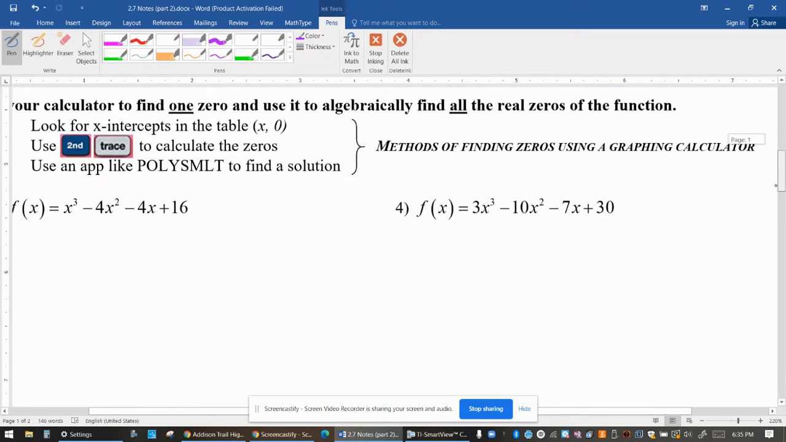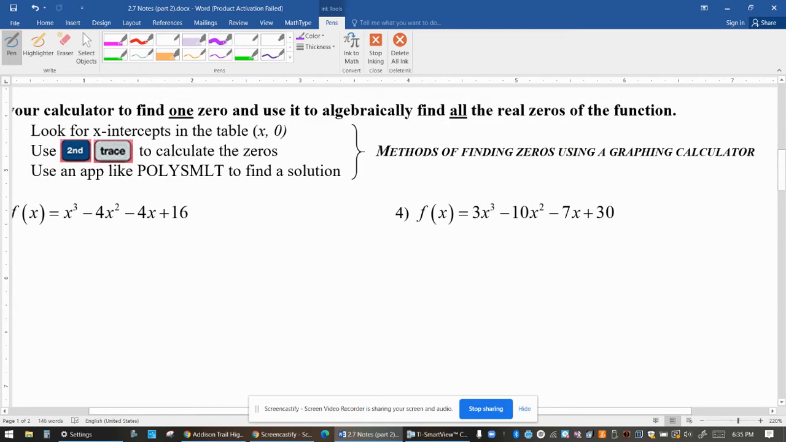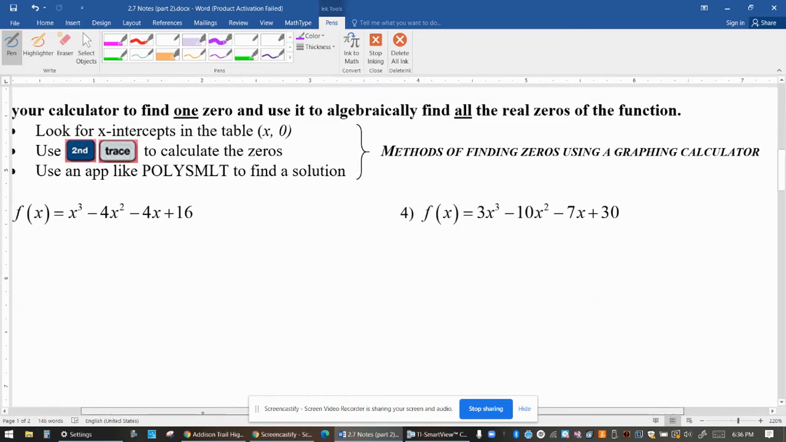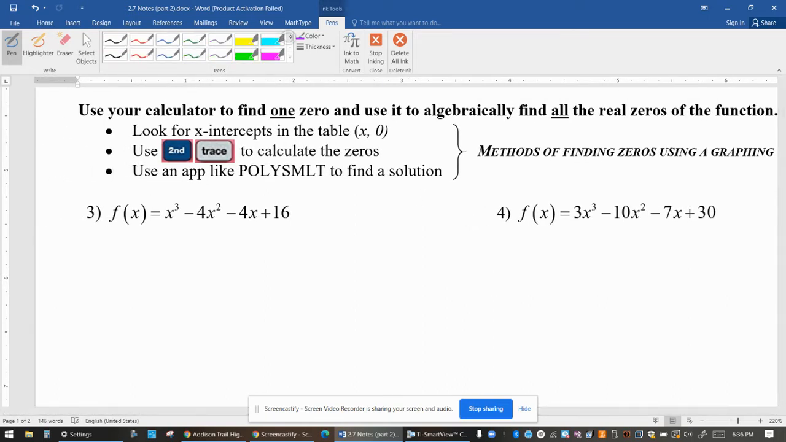Okay, now, so far in the previous lessons, we've always given you a zero to start working with, okay? But now it is your job to use your graphing calculator to find at least one zero to begin the process yourself of solving the problem algebraically. So we are no longer going to say, hey, use this zero to find the rest of the zeros. Nope. You have 3 choices to find the zero on your own. You can look for the x-intercepts on the table in your graphing calculator.